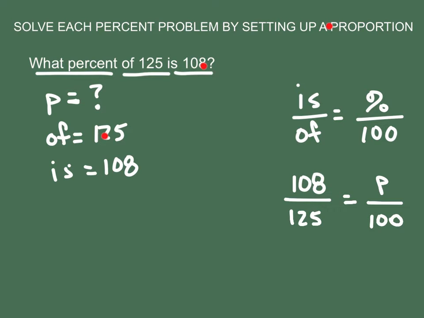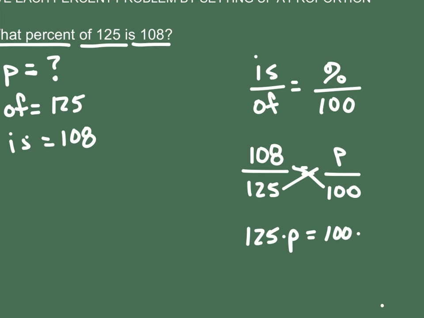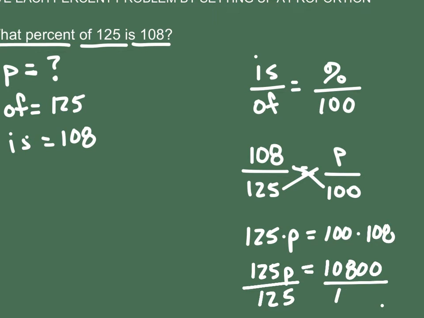At this point we can cross multiply our proportion. You can cross multiply and divide, but I'm just going to cross multiply. I'm going to take 125 times P, so 125 times P is equal to 100 times 108. And so we get 125P is equal to 10,800. I want to solve this equation for P, so divide both sides by 125.